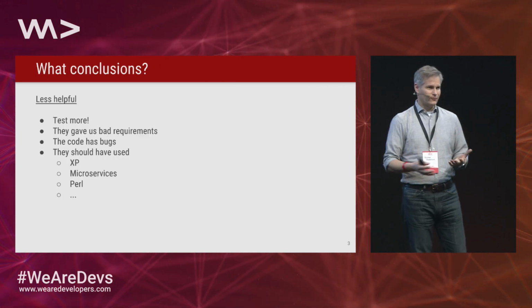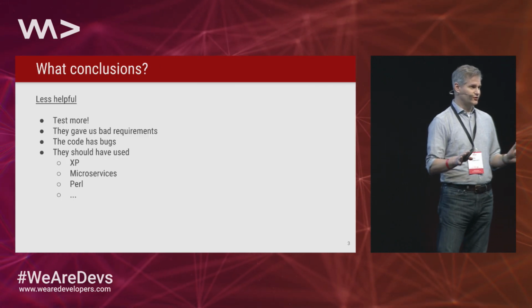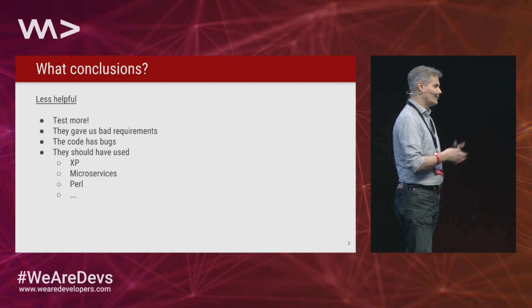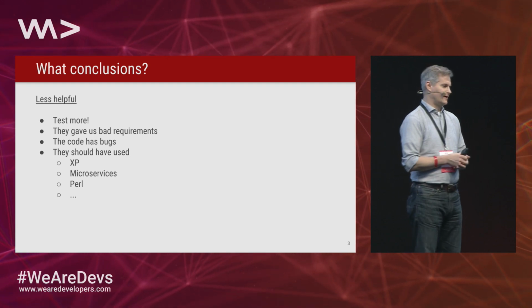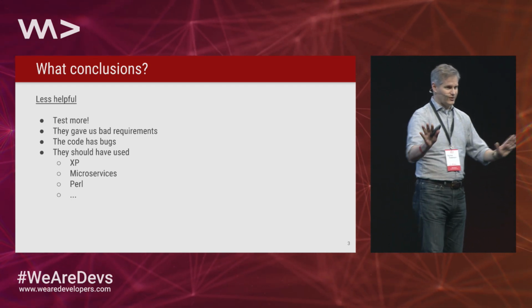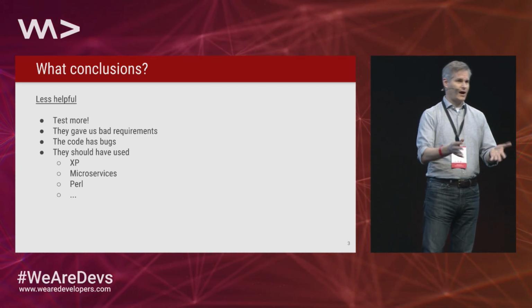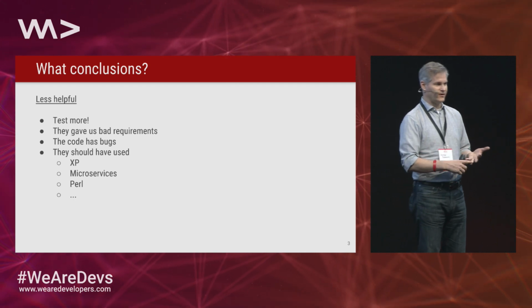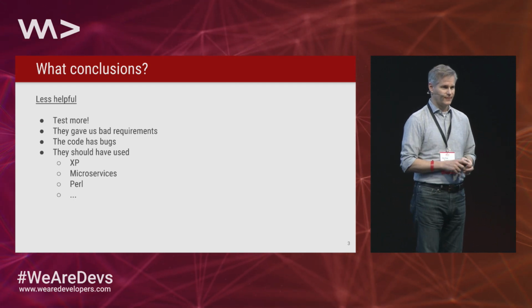Now, when you think about what went wrong, there's a bunch of superficial explanations. You could say, well, there should have been more tests. They gave us bad requirements. There were bugs in the code, and we know that always happens. Or perhaps they should have used my favorite language, my favorite process, or whatnot, okay?